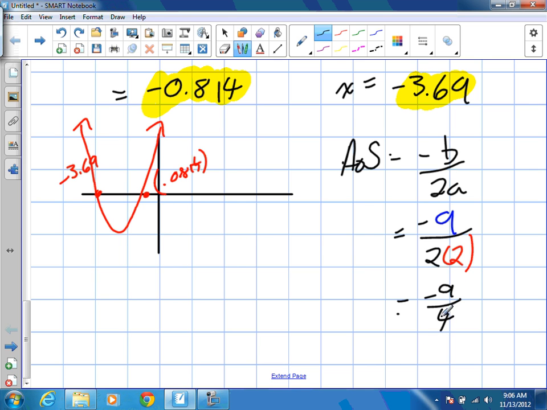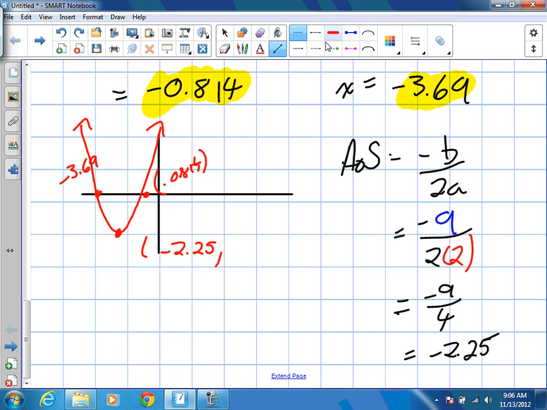What is it? 2 1/4? 2.25? Yeah. Okay. So what this means, axis of symmetry, or the x value of the vertex, is at negative 2.25. Okay. So our axis of symmetry falls through this point here. I'll move that over so it looks accurate.